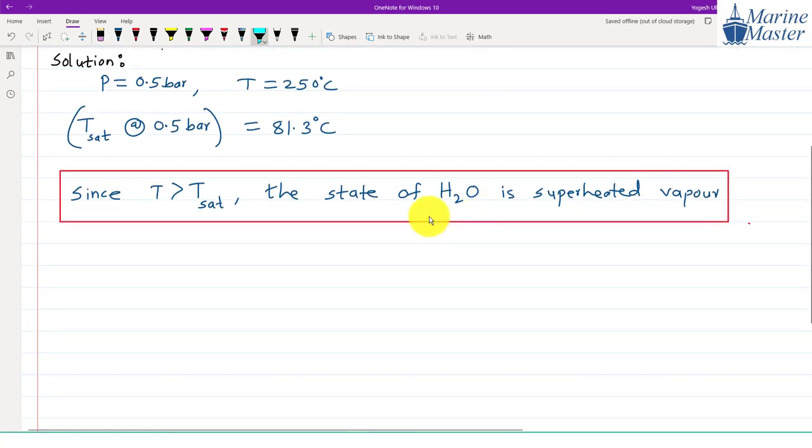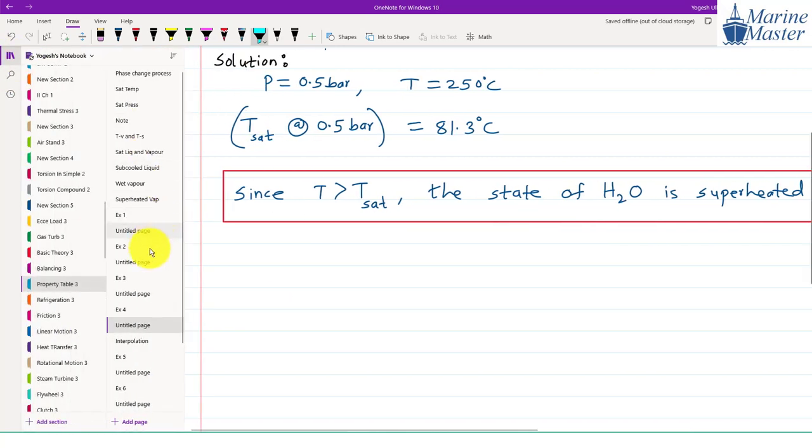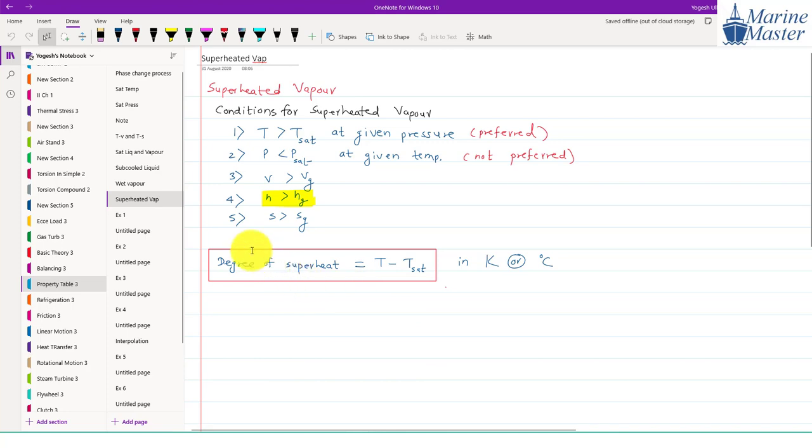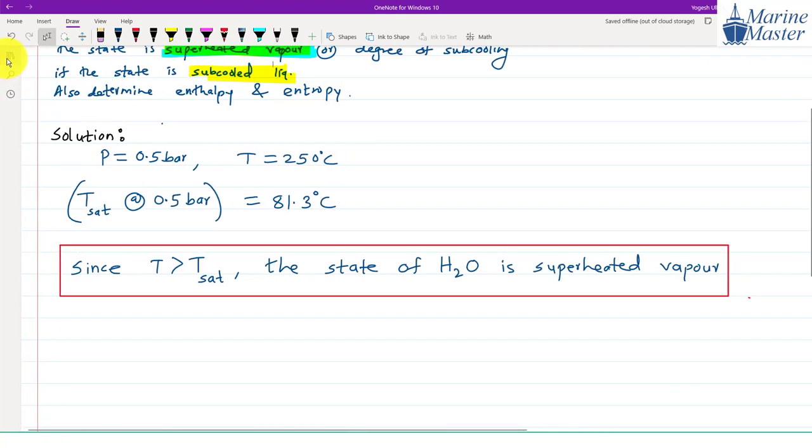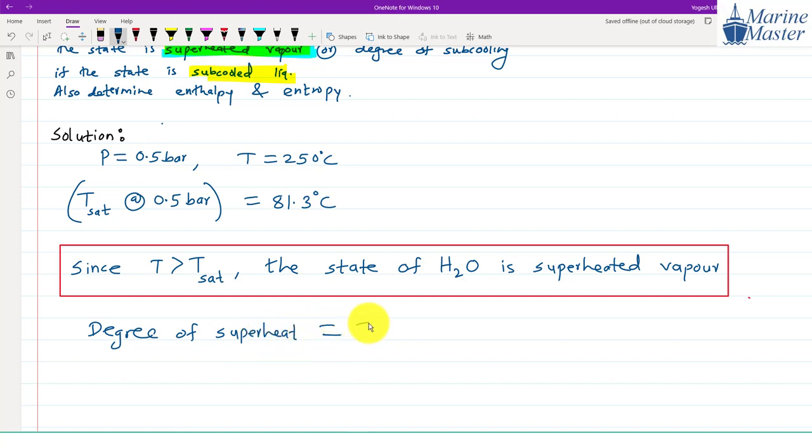If you remember our discussion of degree of superheat, the relation we have seen is T minus T sat. So I will write down: degree of superheat is equal to temperature minus saturation temperature.